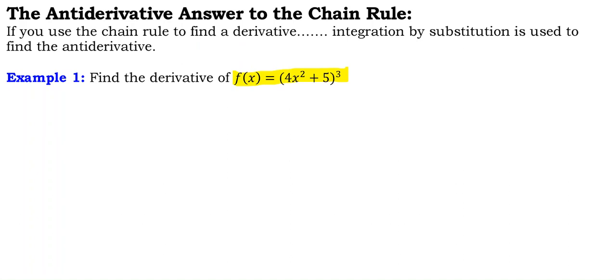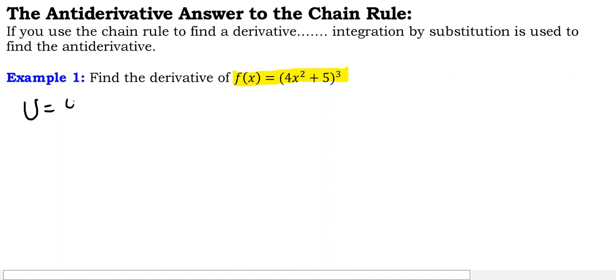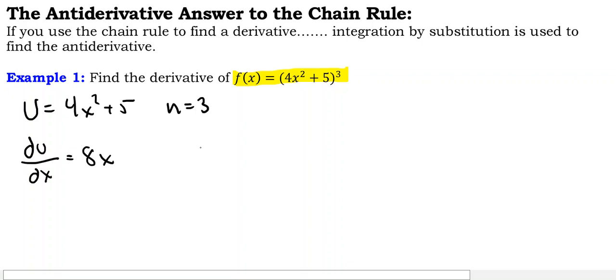We have an inside function, which we generally refer to as u. In this case, u would be 4x squared plus 5. And we would have n, which would be 3, which is the power. So u is the inside function, what's inside the parentheses, and n is the power that it's being raised to. To do this problem, we would also have to find the derivative of u with respect to x, which would be 8x.